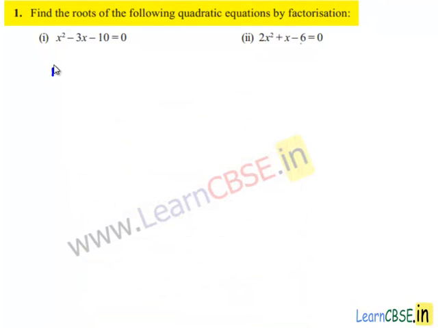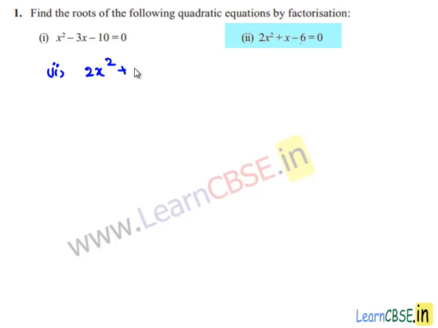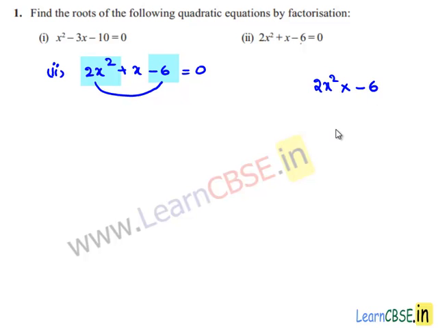Coming to the second bit, the given equation is 2x square plus x minus 6 is equal to 0. The product of the first term and the last term is 2x square multiplied by minus 6, which is minus 12x square. We need two terms such that their product must be equal to minus 12x square and the sum must be equal to plus x.